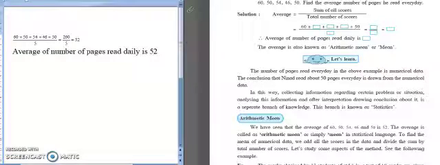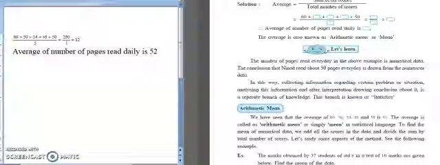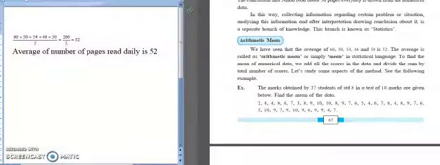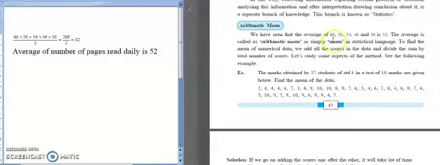Now we have to see what is meant by arithmetic mean, or simply the mean. We have seen that the average of these numbers is 52. The average is called arithmetic mean or simply mean in statistical language. To find the mean of numerical data, we add all the scores in the data and divide the sum by the total number of scores. Let us study some aspects of the method.